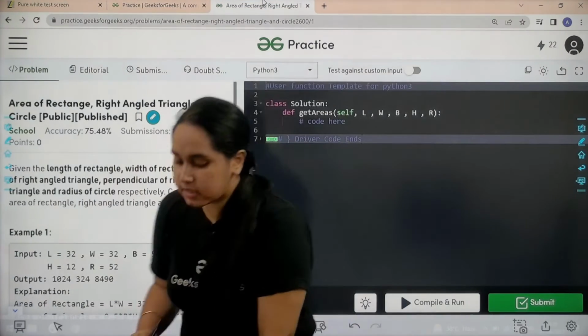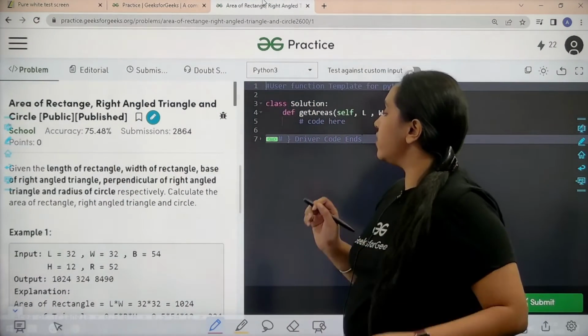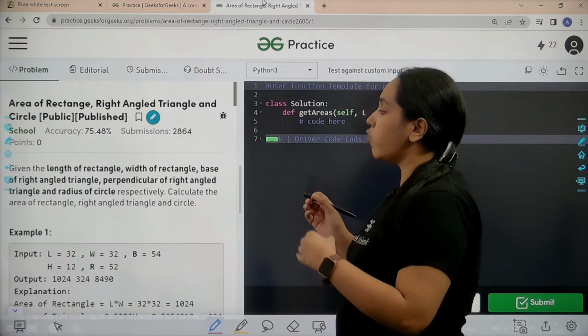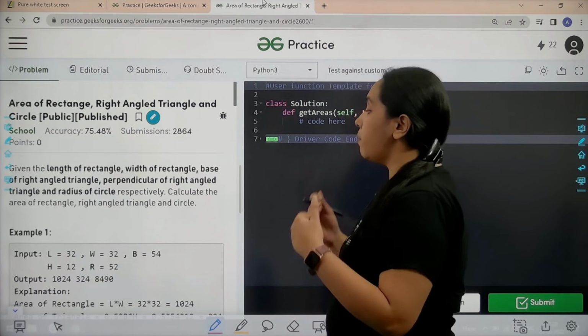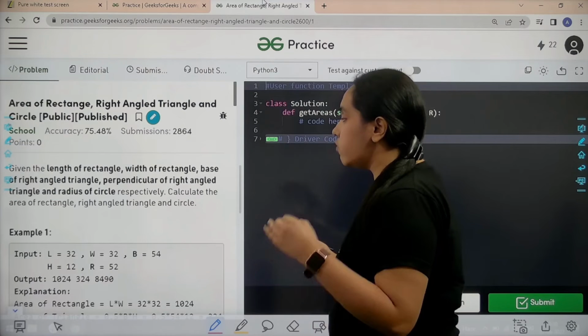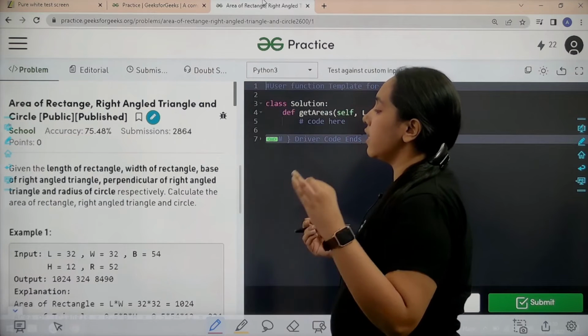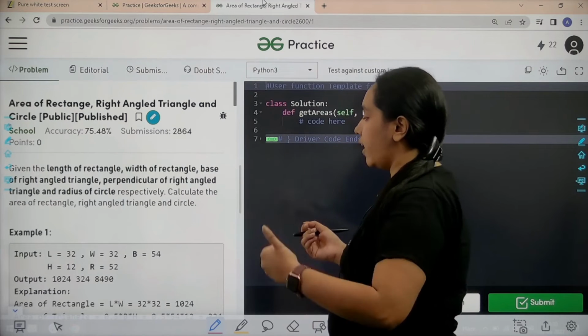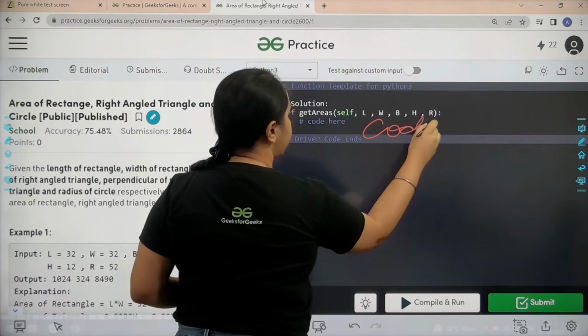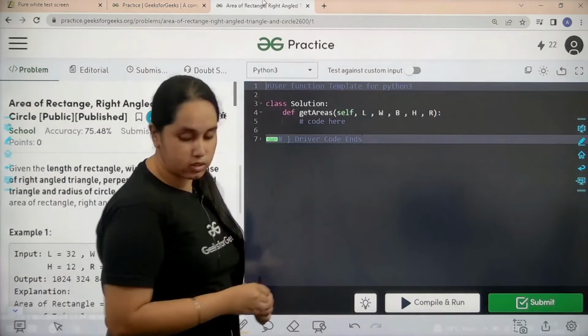Here is the question. Let's read it. Given the length of rectangle, width of rectangle, base of a right angle triangle, perpendicular of a right angle triangle and radius of circle respectively, calculate the area of rectangle, right angle triangle and circle. And we need to code it over here. So let's solve this question.